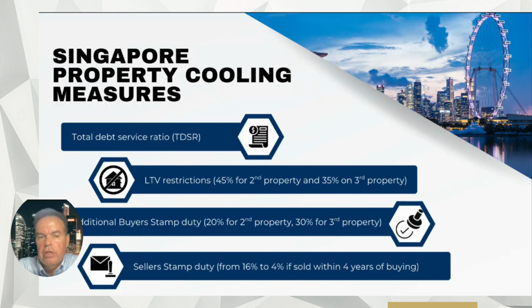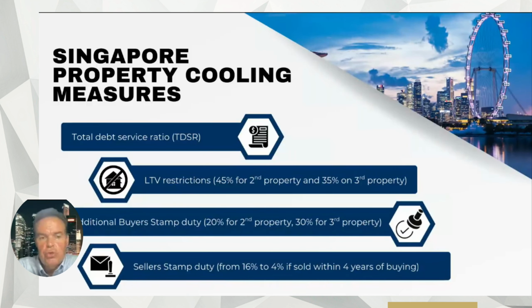A second property, you're going to need to put a 55% cash deposit down and 65% on a third property. So it's going to be a significant amount of cash, particularly when we look at the prices of properties in Singapore, which are certainly expensive.